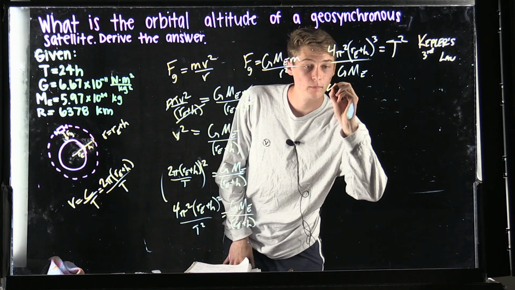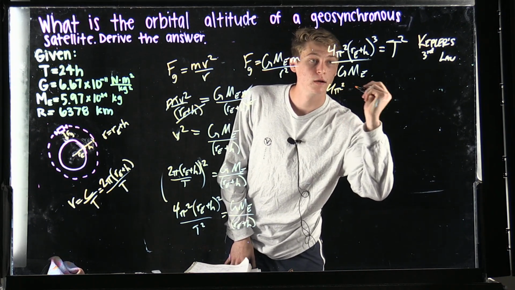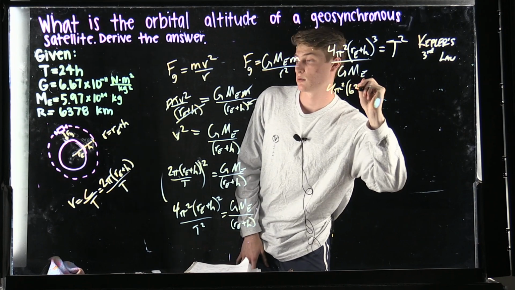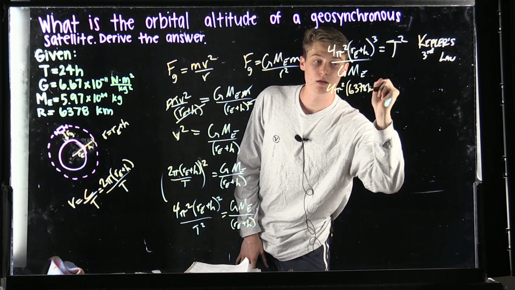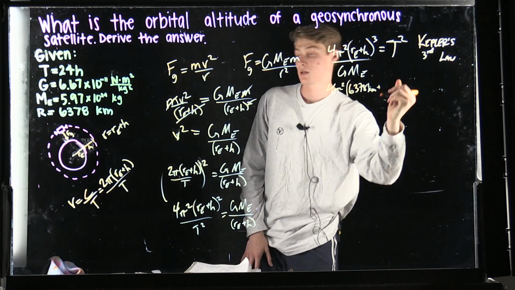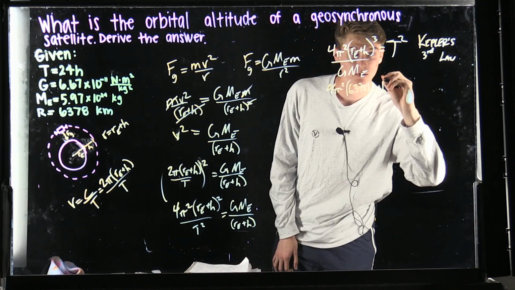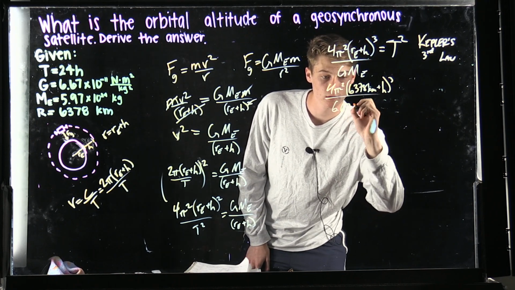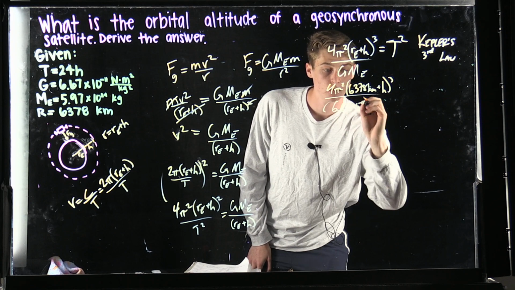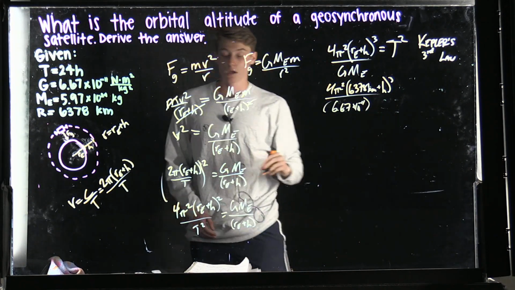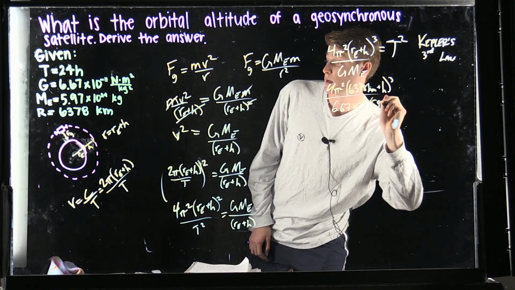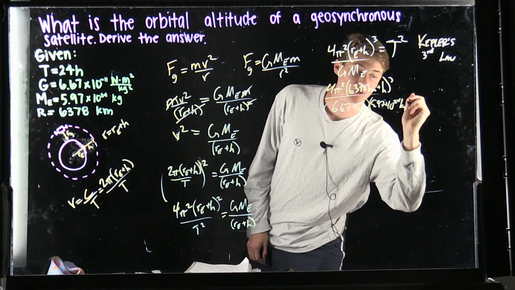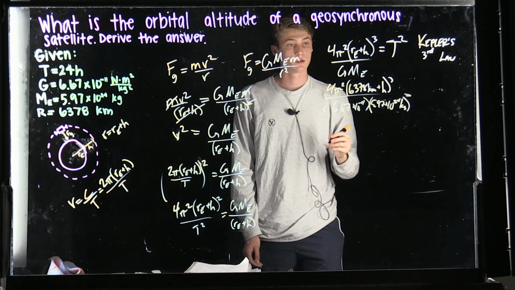So 4 pi squared times the radius of the Earth, which is 6,378 kilometers, plus our height, which is what we're trying to solve for, cubed, over big G, which is 6.67 times 10 to the negative 11th, times the mass of the Earth, which is 5.97 times 10 to the 24th kilograms. Okay, and that's all equal to T squared.